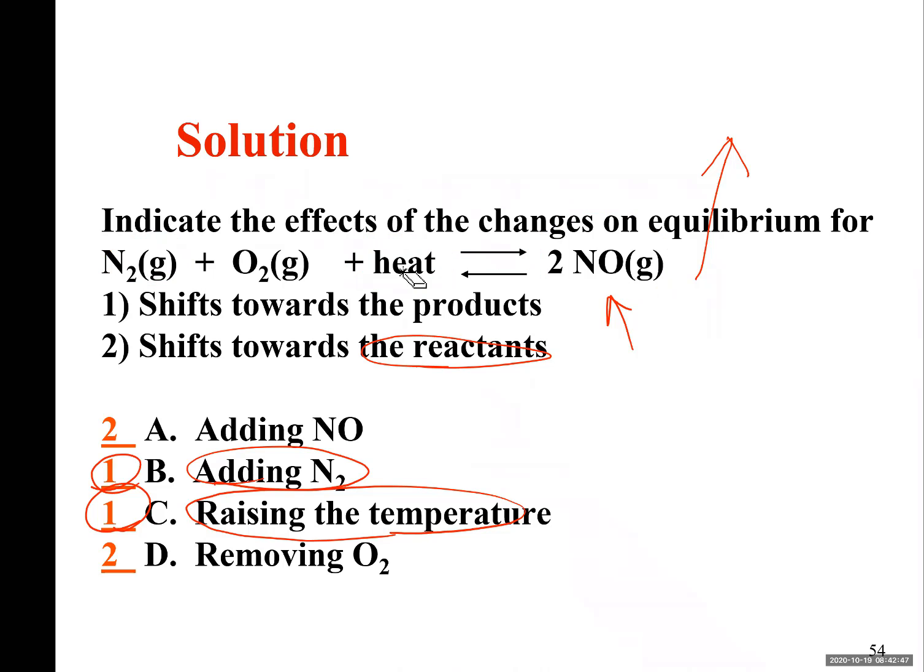And what if I remove oxygen? What is the opposite of removing oxygen? Making oxygen. How could this reaction make oxygen to be reversed? That means NO should break down to O2 and N2. The reaction is going to be shifting towards reactant. That means the reaction is reversed. Any questions? Any questions? Okay.